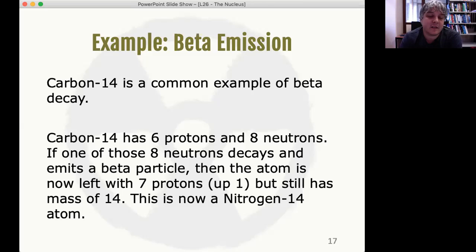But where we had 6 protons and 8 neutrons, if you turn one neutron into a proton, you've now got 7 protons and now only 7 neutrons left. So that becomes a nitrogen-14 atom. So it's still mass number 14, but we've gone from carbon, which has 6 protons, into nitrogen, which has 7 protons.